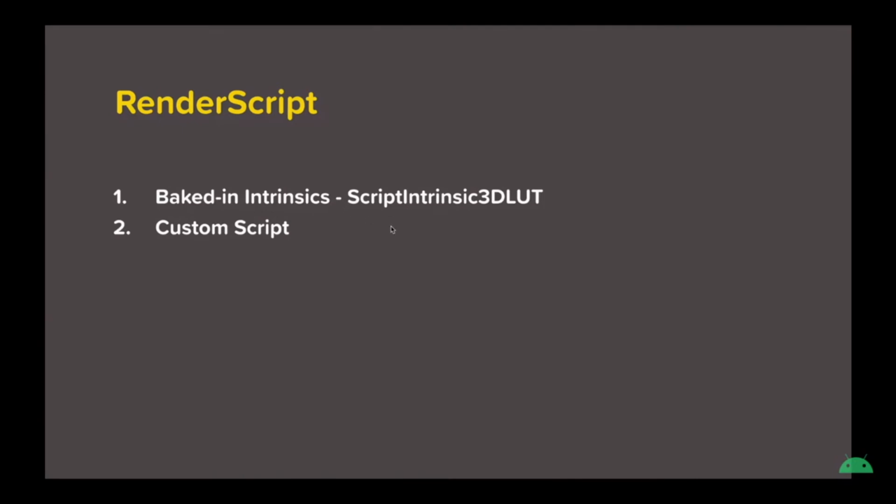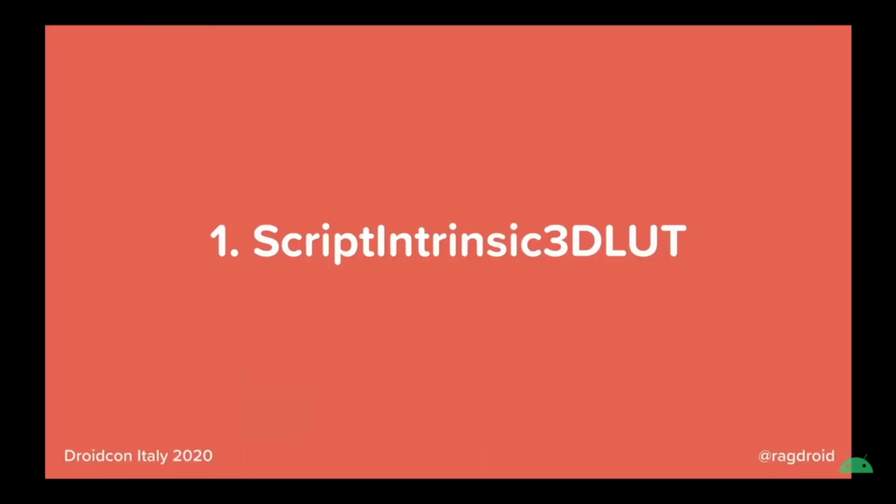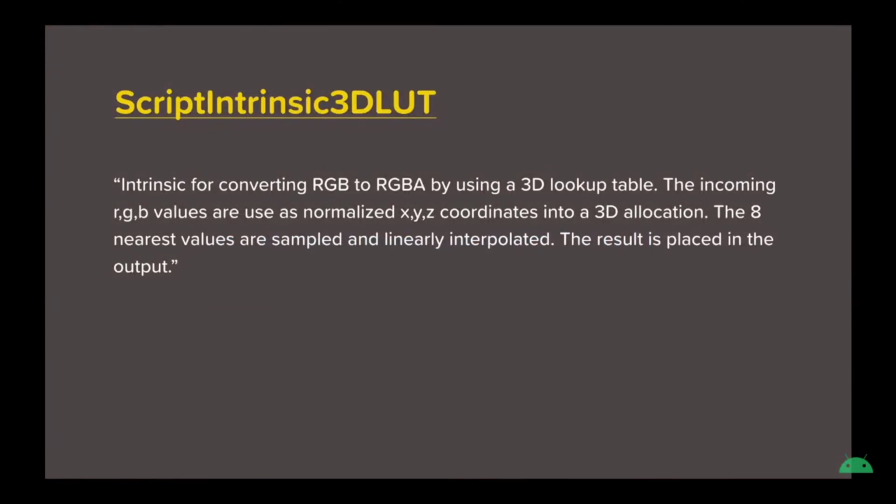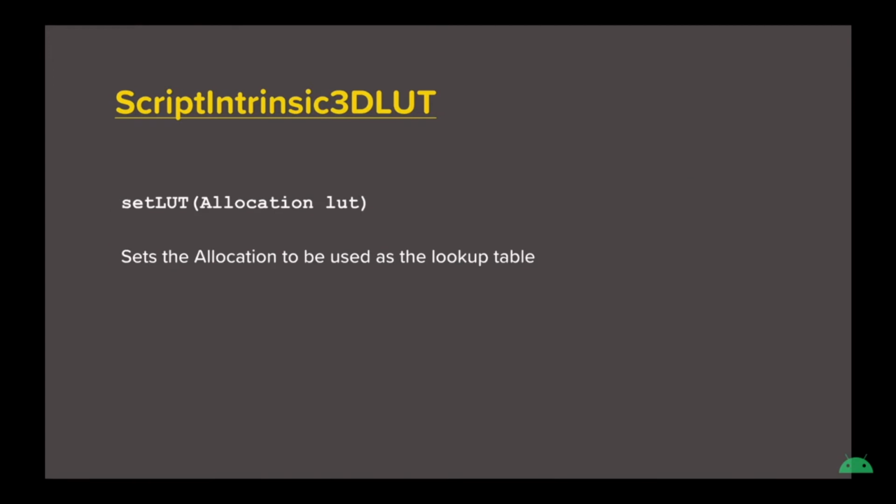With Renderscript, there are different kinds of approaches I found. Firstly, there's a built-in class called ScriptIntrinsic3DLUT, or I could create a custom script. But when we have something out of the box, why not use it? So I looked at the ScriptIntrinsic3DLUT. This is the definition that I got out of developer Android. It is an intrinsic for converting RGB to RGBA by using a 3D lookup table. Looks like exactly what we need. The incoming RGB values are used as normalized XYZ coordinates into a 3D allocation. Great. The 8 nearest values are sampled and linearly interpolated. Looks even better. The result is then placed in the output. Awesome.